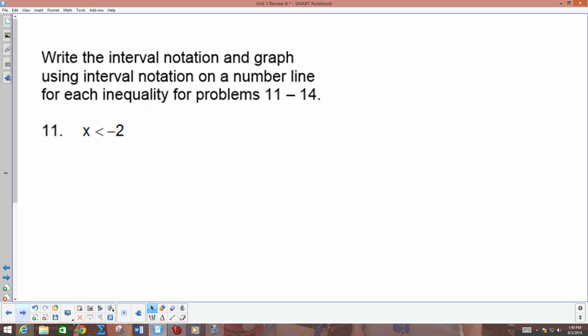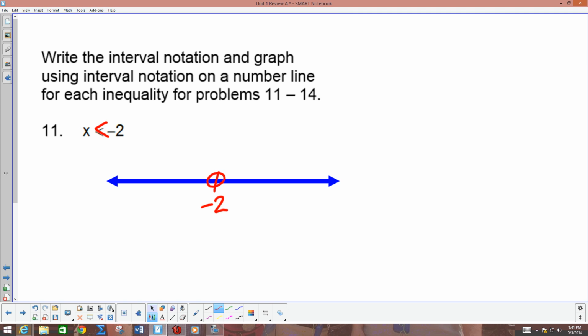So I'm going to write the interval notation on a number line. And so here is my number line. And I have a point at -2. It's a less than. So I know it's an open circle, and I want all the values that are going less than. So -1, 0, excuse me, -3, -4, -5, etc. So I need to write the interval. This graph begins at -infinity.